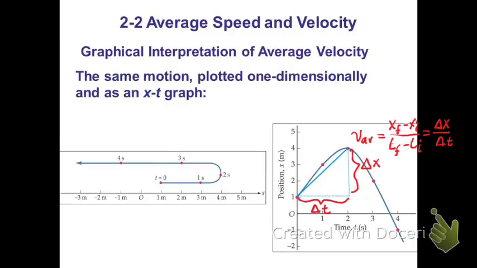So in the graphical representation of the position versus time graph, once we choose 2 points, the slope of the line connecting the 2 points is nothing but the average velocity of the object.